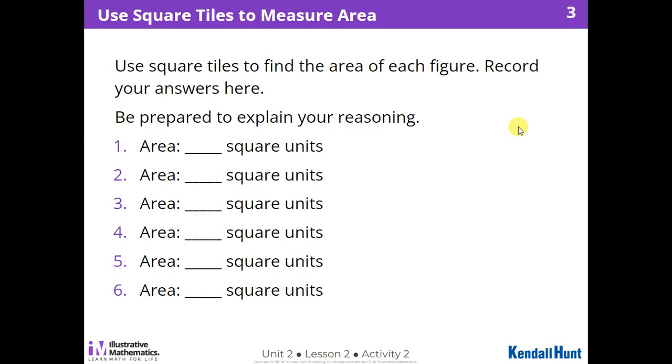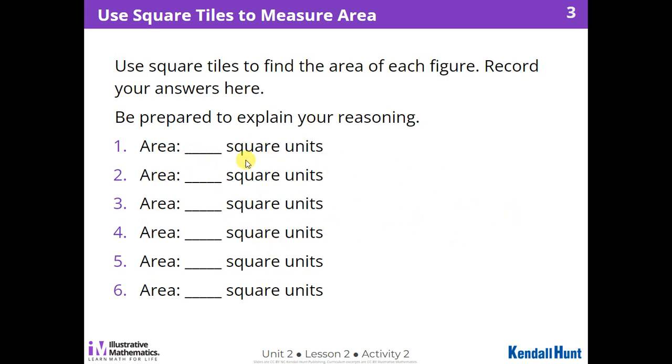Either after they are done filling those figures, you can show them these so that they can write answers, or you can do it along. For example, there is a figure here that they can fill, and on the right side they have this statement where they have to write the area in square units. So they can do it along.